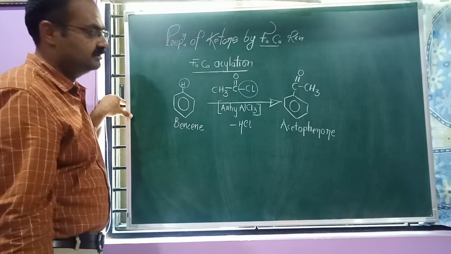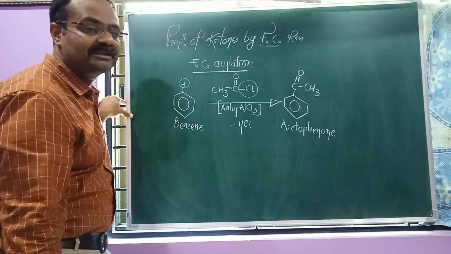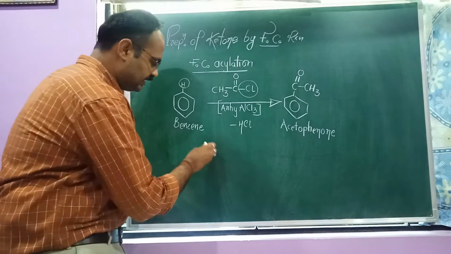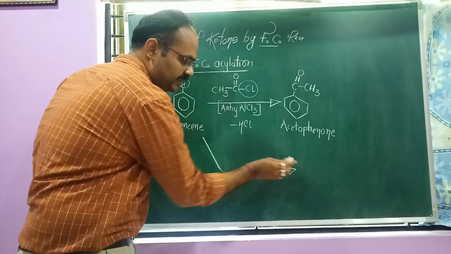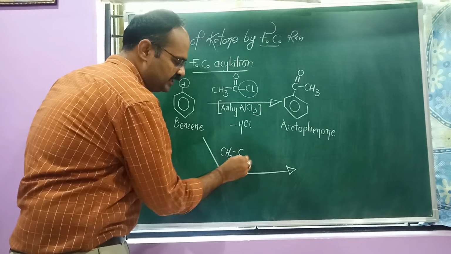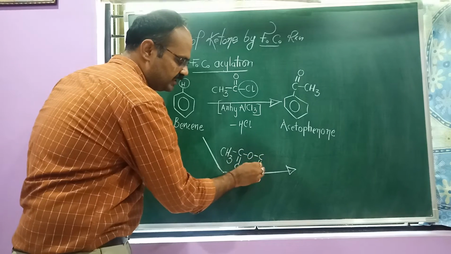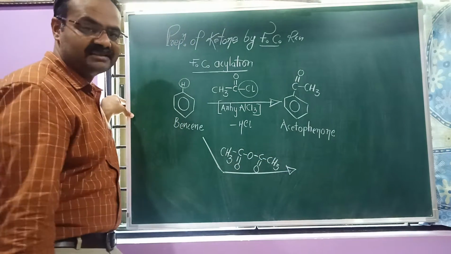This is our reaction. Instead of using acetyl chloride, we can also use acetic anhydride. As an example, from benzene we are doing the reaction here. CH3C=O, O, COCH3. The name of this compound is acetic anhydride.